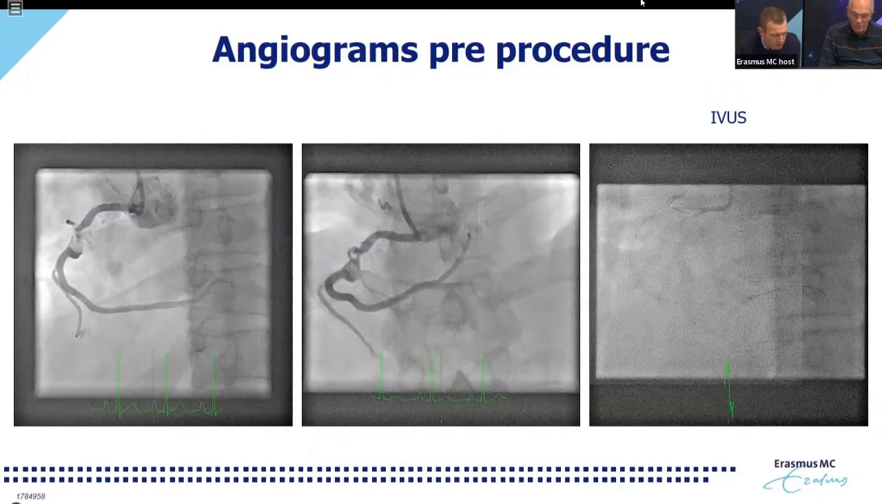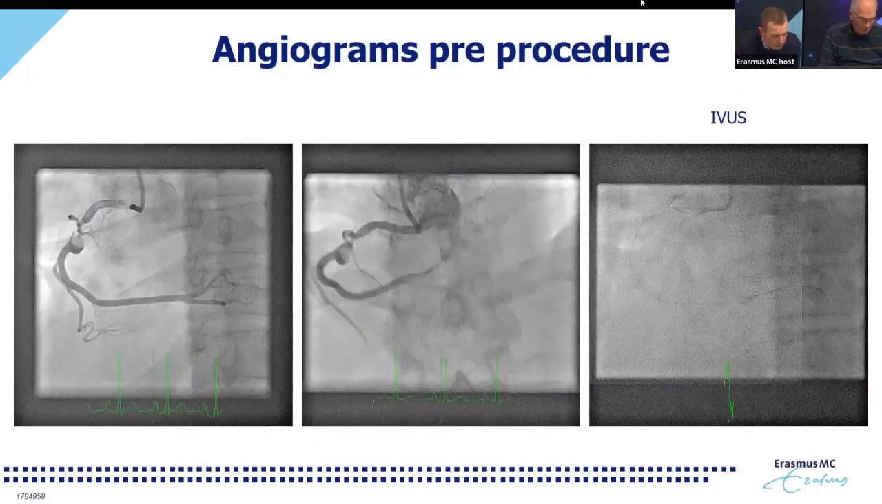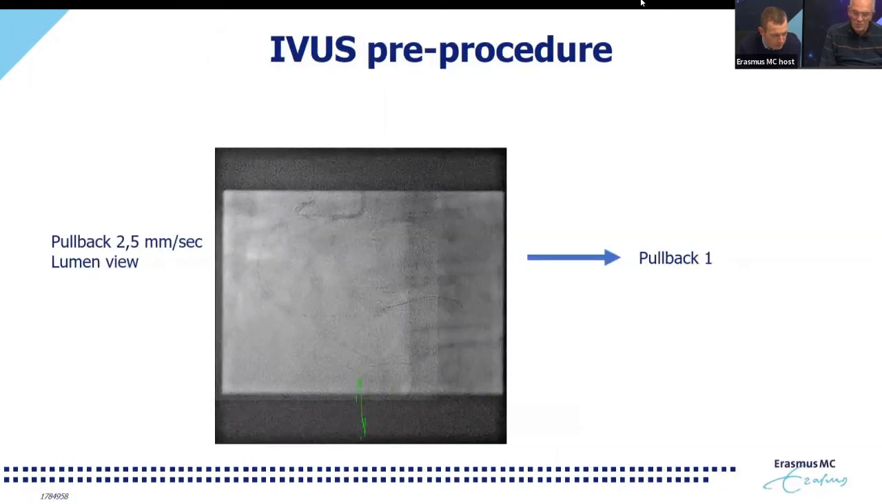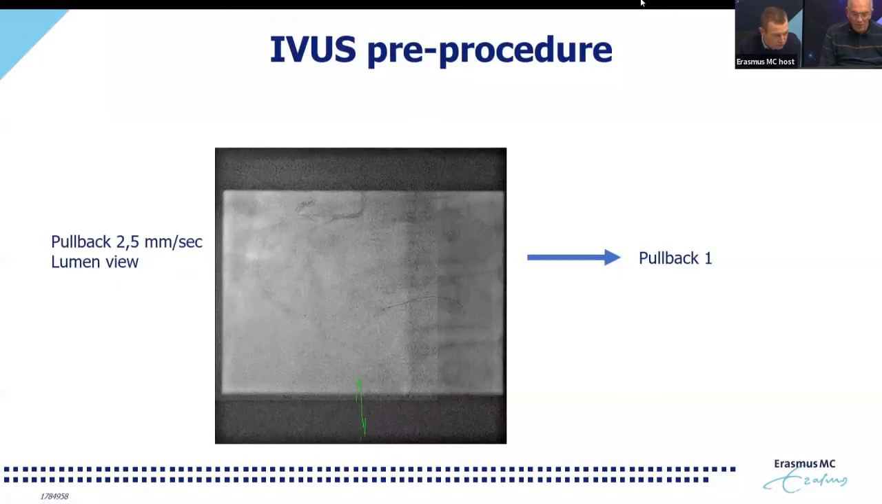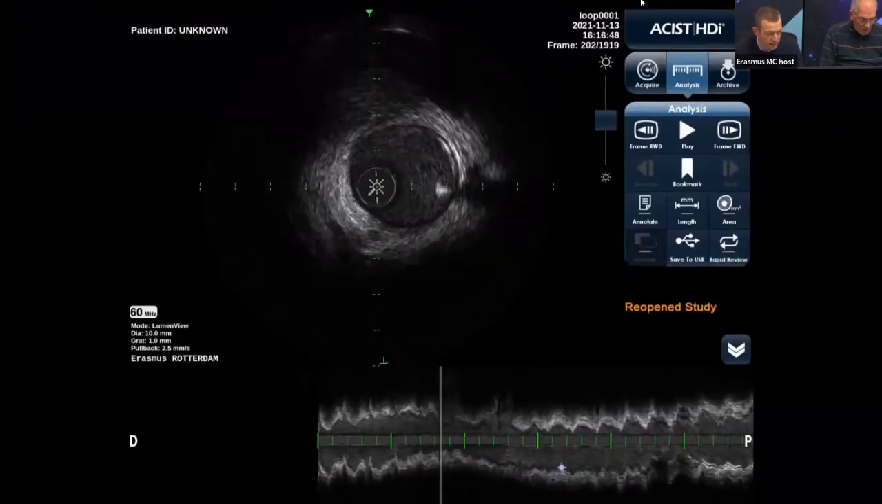We just started with an IVUS pullback in order to get a better impression of the intravascular pathology. And then Jurgen will take you to the IVUS assessment. In this case, we will not show you animated GIFs, but we will show you the live ACIST Kodama console we have here at our disposal to show you the case.